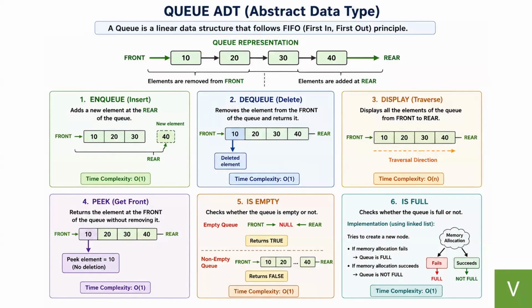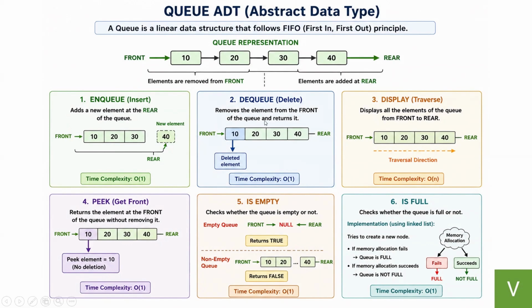Now let us look at a simple example. Initially, let us consider we have a queue of elements 10, 20 and 30. The front corresponds to node 10 and the rear corresponds to node 30. Whenever we perform an enqueue operation, the new element 40 gets inserted, and now the rear pointer variable corresponds to the last node, which is 40.